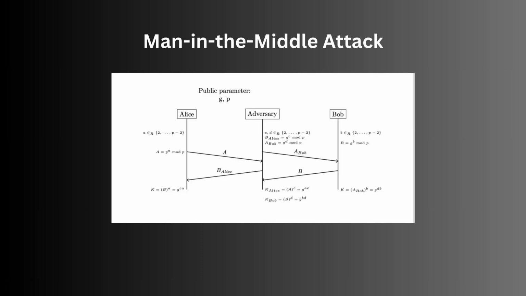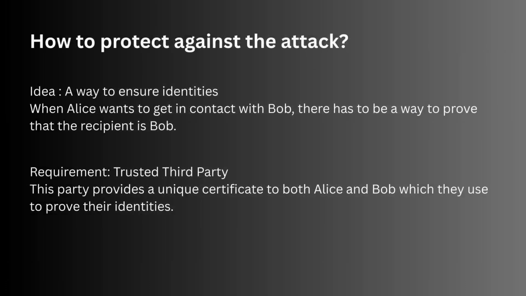So, how do we solve this attack? The best way is a way to ensure identities. There should be no scenario where a person like Eve can impersonate other characters like Alice and Bob. The way you could achieve that is using trusted third parties, which provide some sort of unique certificate or signature, or you can even say a fingerprint, to both Alice and Bob, which they can use to prove their identities. And that does resolve the man in the middle attack.